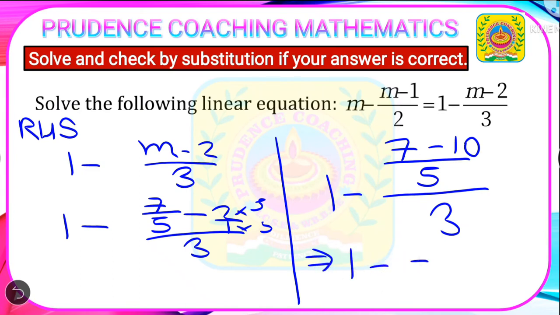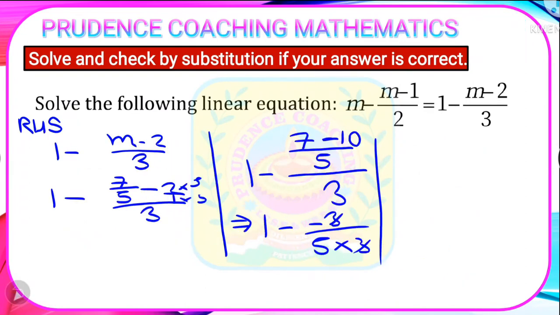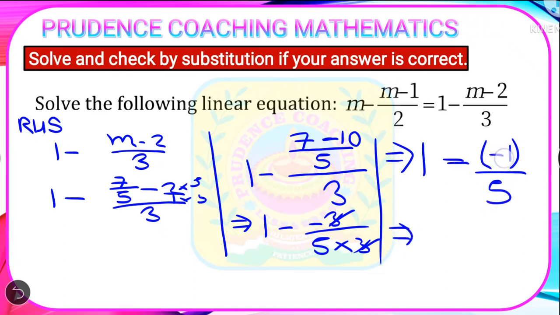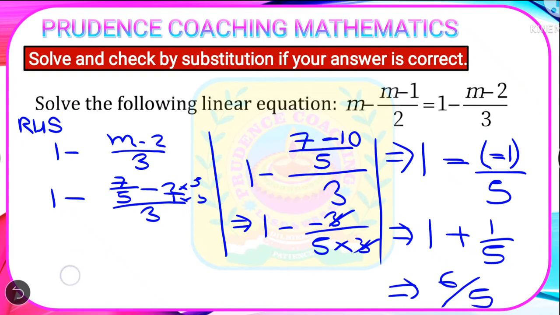So as 10 is greater and the sign is minus, so minus 3 by 5, and here we have 3, so here you will get 3. So this 3 and this 3 will be cancelled out, so you will be left with 1 minus, here we have minus 1 divided by 5. So as you can see, minus and minus will give you plus, so 1 plus 1 by 5. Further calculating, you will get 5 into 1 is 5 plus 1, 6 by 5. So as you can see, LHS is equal to RHS, therefore it is verified or checked.